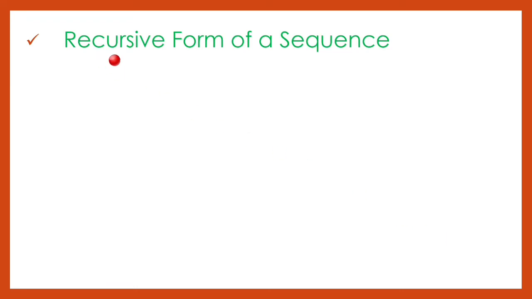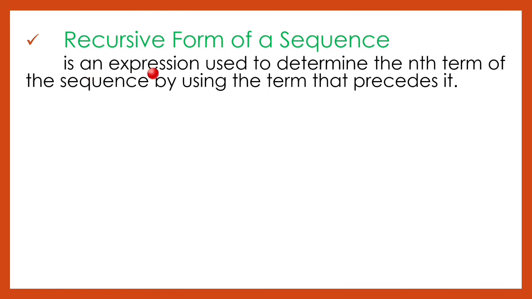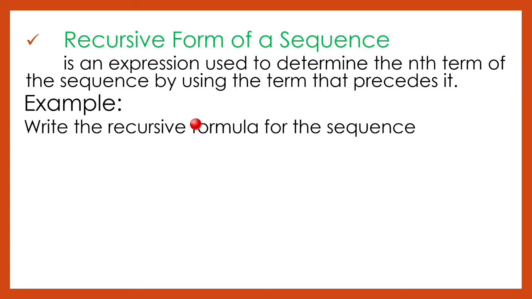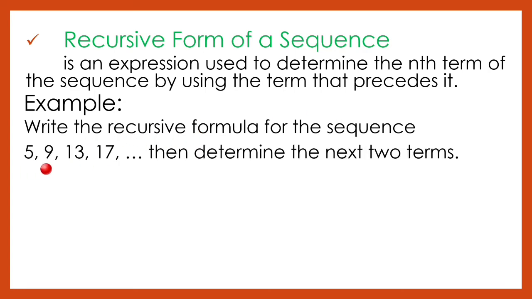Let us now have the recursive form of a sequence. This is an expression used to determine the nth term of the sequence by using the term that precedes it. Example, write the recursive formula for the sequence 5, 9, 13, 17, and so on. Then determine the next two terms. For our solution, let us first write the first term. A sub 1 equals 5.